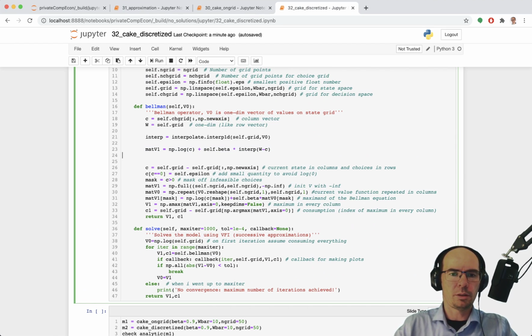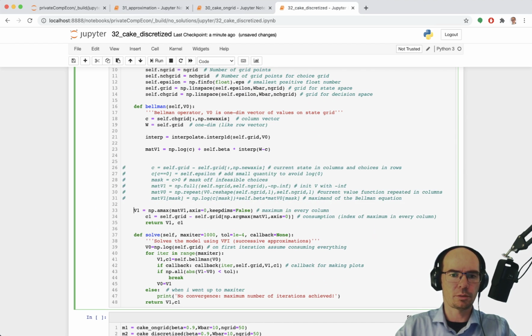Because then we will just take this to be the argmax of the mat V1 along axis 0, and we will not keep dimensions there, to produce a flat one-dimensional array again. And the policy is not the difference anymore, right? The policy is just C, which is here, and we will take only the values which maximize this expression. So we'll take the argmax. Okay, so this is the end.